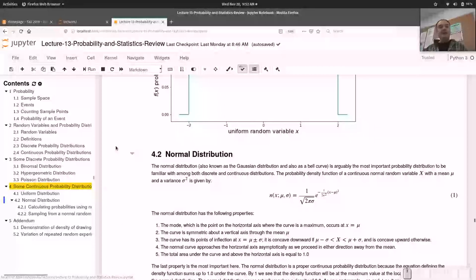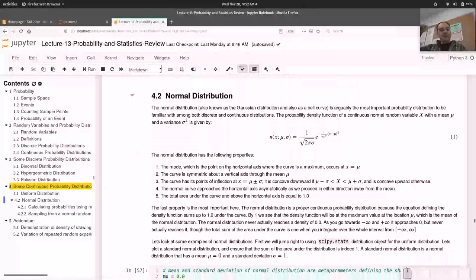All right, and then finally, let's look at the normal distribution. I want to spend at least 10 minutes on this. The normal distribution has a couple of different names. It's also known as the Gaussian distribution, or if you ever hear people talking about the bell curve, that's what it is. It looks like a bell-shaped function.